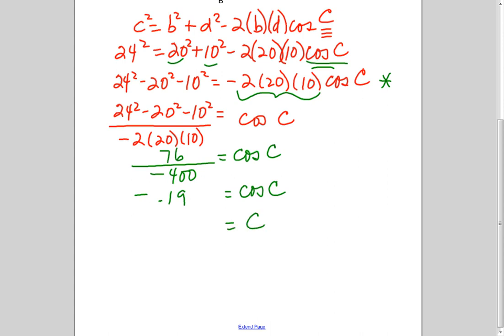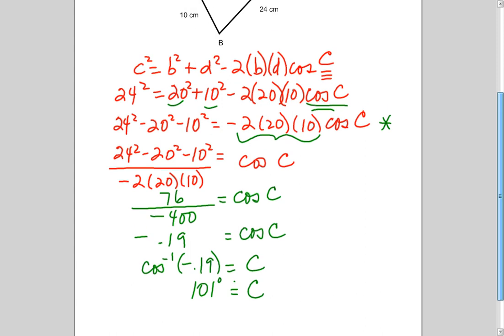We are going to second function cos both sides, or take the inverse cos of both sides, and I will get my angle. Oh, I haven't approximated yet, sorry. There. Second function cos of negative decimal 19 gives us 100.95 degrees, or approximately 101 degrees.